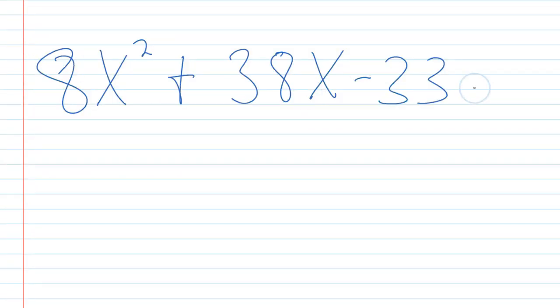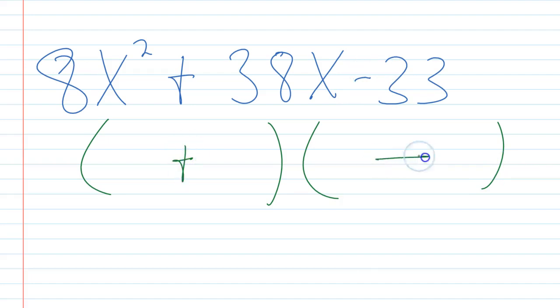Again, we look for a GCF. We have an 8, a 38, both are divisible by 2, but the 33 isn't. So I simply start by building my house. Now I have a negative at the end. We know that that's going to give us a positive and a negative. Then we draw our happy face.